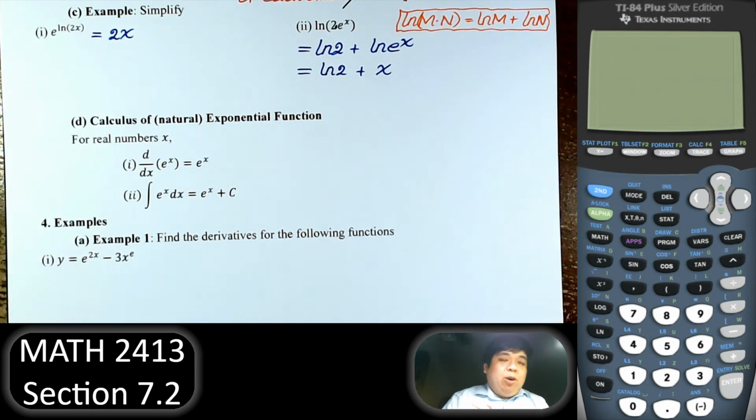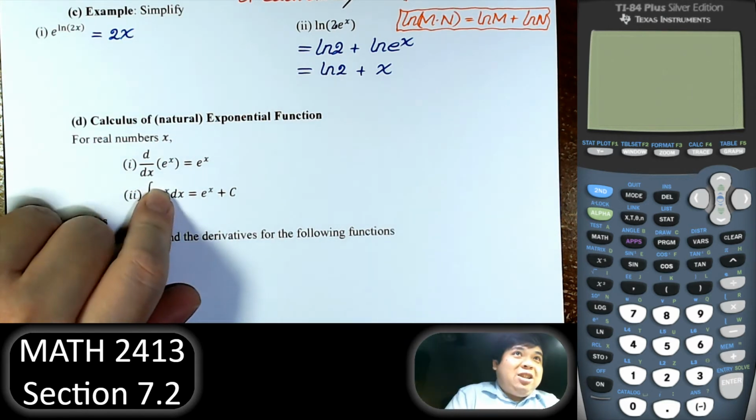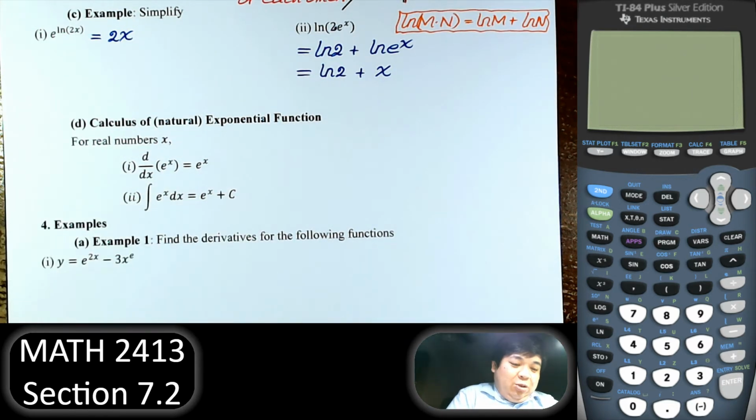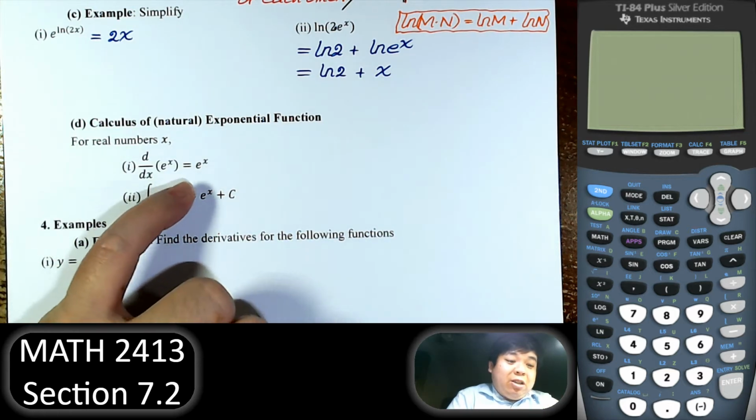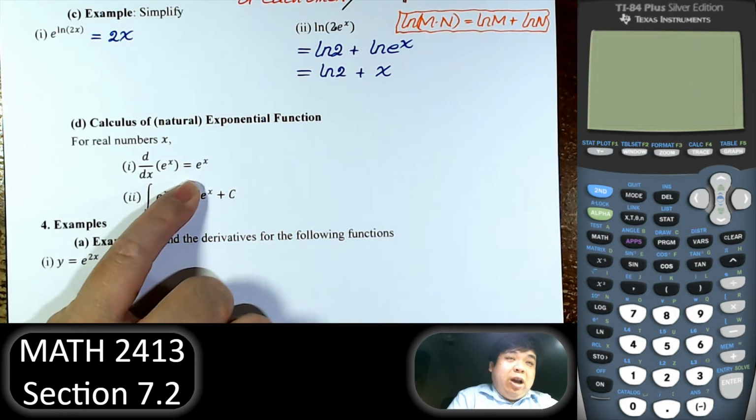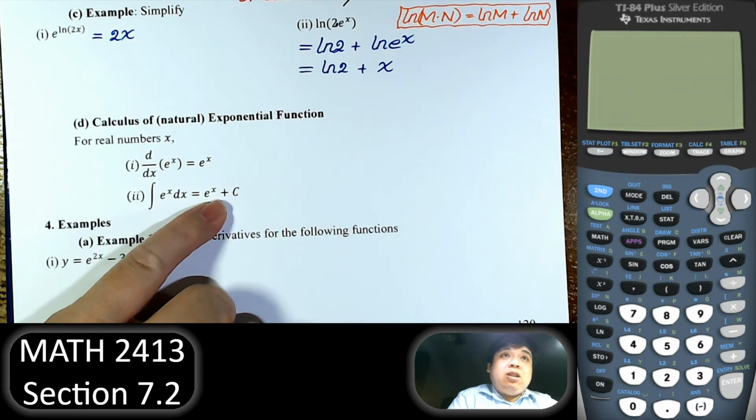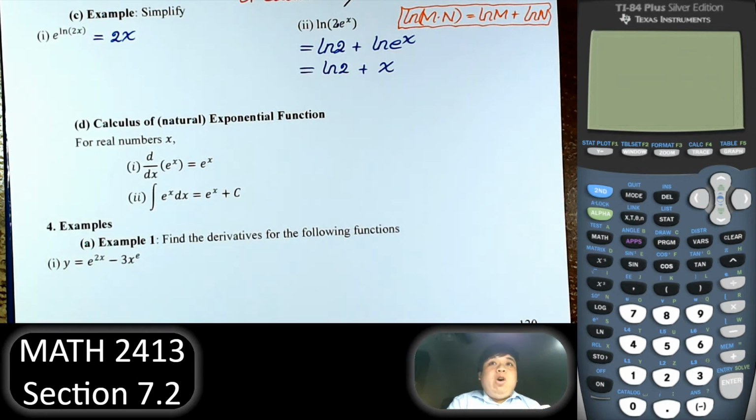Right, now go to the calculus of the exponential function. This is the easiest one. The derivative of e to the x is the same, e to the x. So of course the integral of e to the x is also e to the x plus the constant c. This is the only function whose derivative is the same as the function. All right.